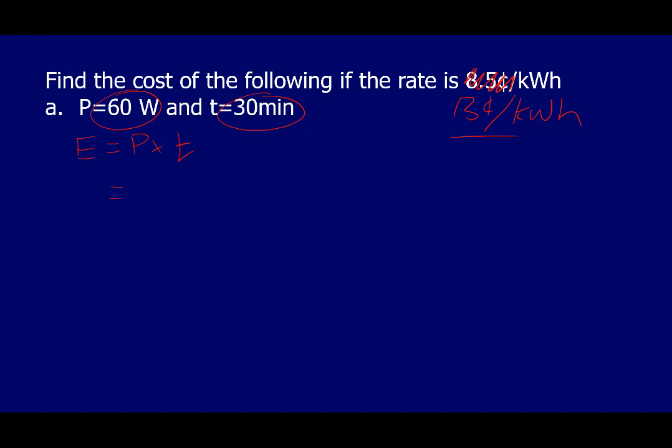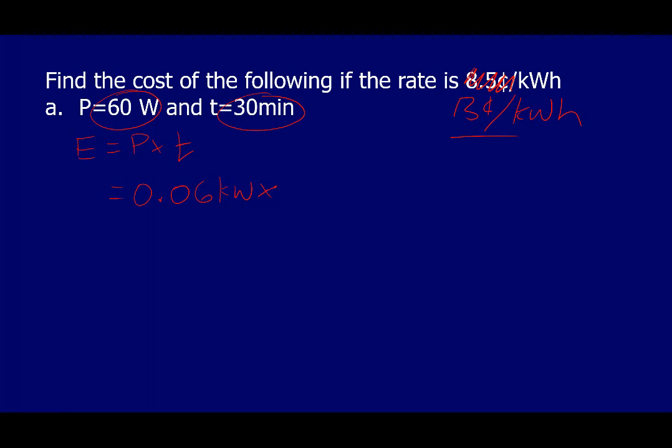But we need the power in kilowatts. Well, what is 60 watts in kilowatts? That's easy. Just divide it by 1,000. So I go 60 divided by 1,000 on my calculator, and it's 0.06 kilowatts. 30 minutes is not an hour.